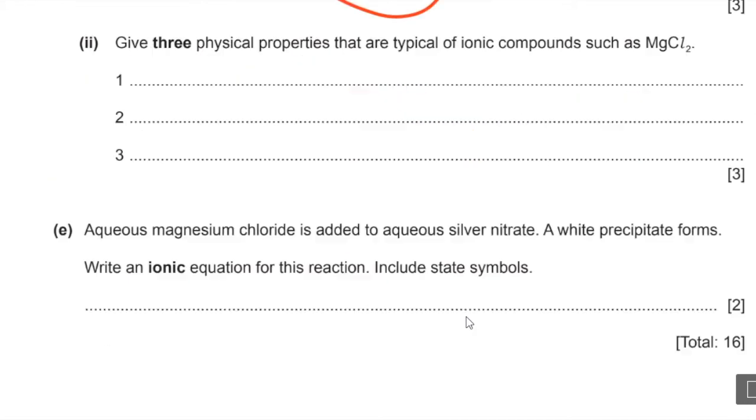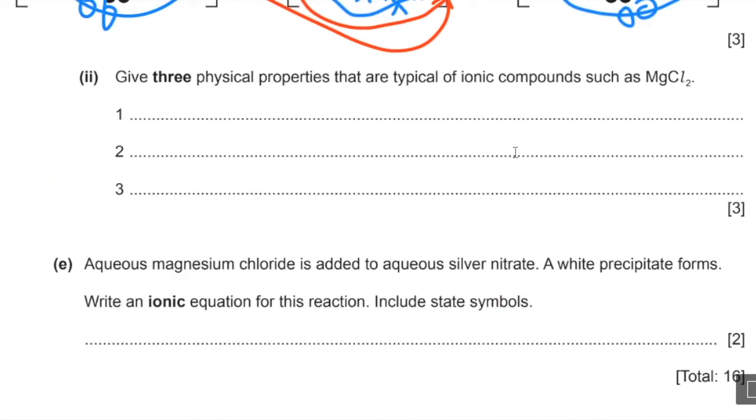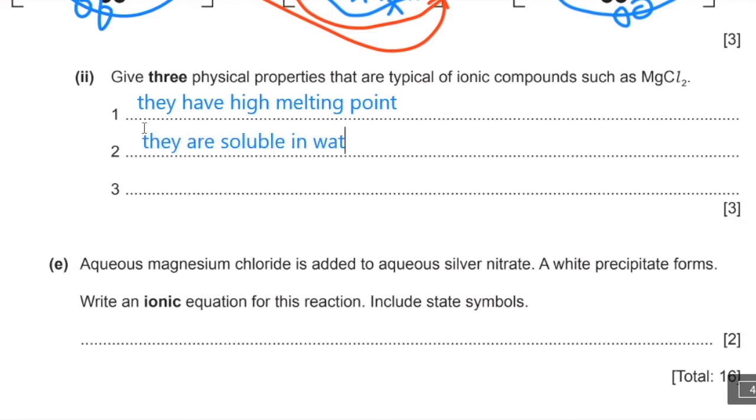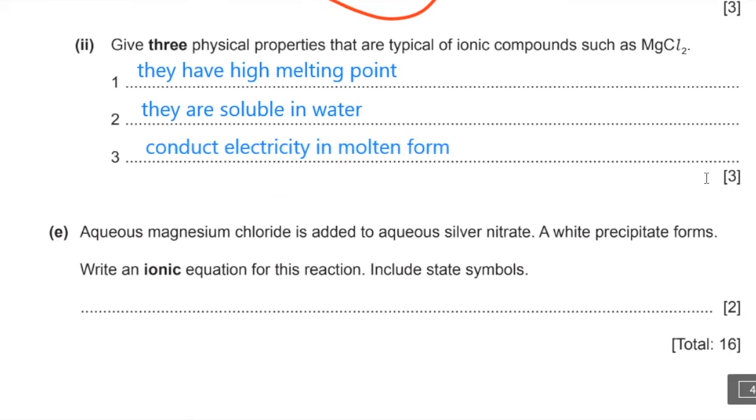Give 3 physical properties that are typical of ionic compounds such as magnesium chloride. They conduct electricity in molten or aqueous form, since the ions would be separated and they would be able to carry charge. You don't need to write both molten and aqueous, you just need to write one to gain one of the 3 marks.